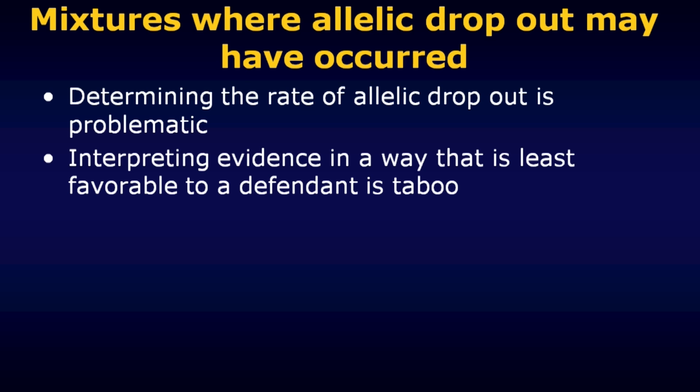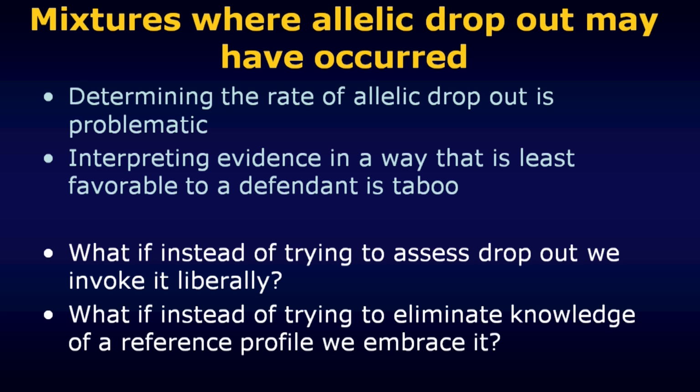So what are we to do? This is a fairly large problem. Attaching a rate to dropout is something that nobody can agree to at the present time. And we don't want to take away the defendant's right to be given the benefit of the doubt. But I tell you what, I think I might have a solution to this problem. All right? And I think the solution might come from turning things on their head.